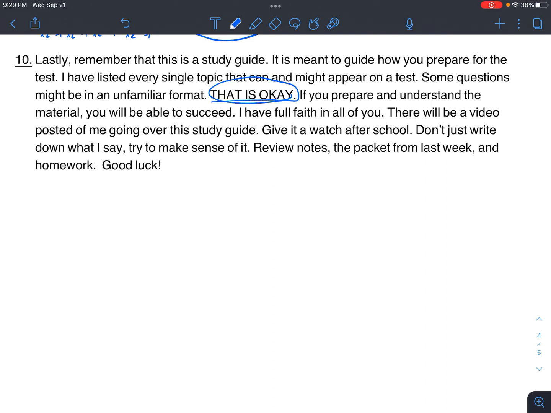Yeah, look at your notes. Look at the packet that I'm going to pass back tomorrow from last week. Some of it I made some notes on. I X'd out some things that are wrong. And then just review some homeworks.